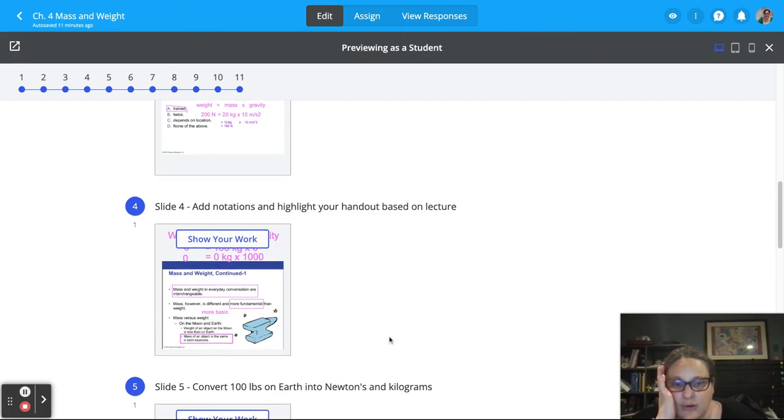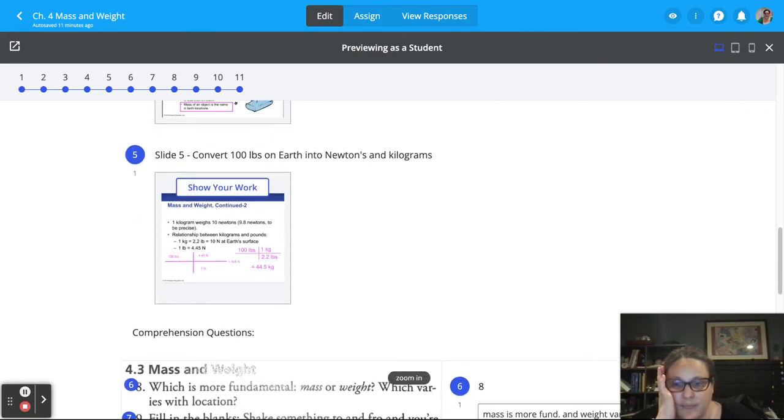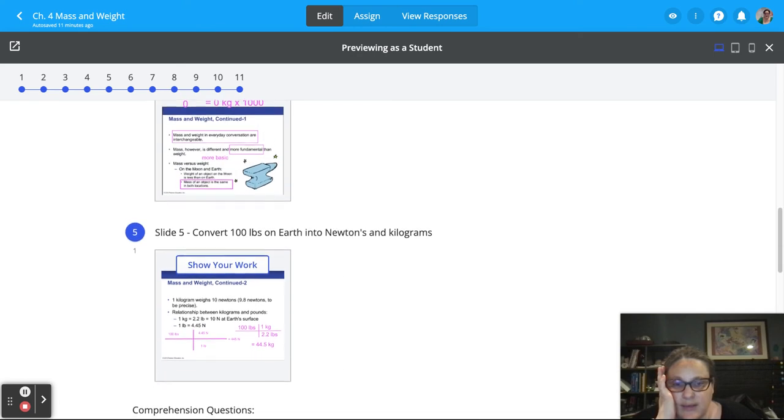And you'll explore that tomorrow in your lab. You'll be doing a Gizmo lab, and you change the gravity to the different planets, and you can see the weight of the object change, which is pretty interesting.